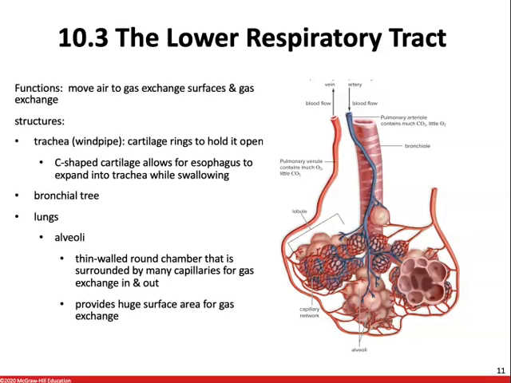Now, the columnar, they are long, sort of goblet-shaped cells that are producing the mucus, which traps debris from the air as it passes through the trachea. That mucus is then swept away from the lungs and towards the pharynx by the cilia.